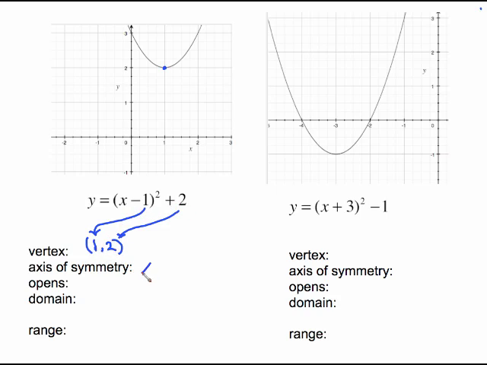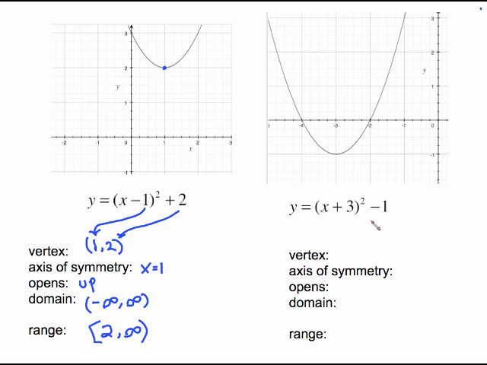Axis of symmetry comes directly from the vertex. It will be x equals 1. You can tell looking at it that it opens up. Hopefully you also know, because this is a positive here, that it opens up. The domain is our usual -infinity to infinity. The range, the lowest y value is 2, and then it goes up to infinity. So our range is 2 to infinity with a square bracket on 2 and a curved parenthesis on an infinity.